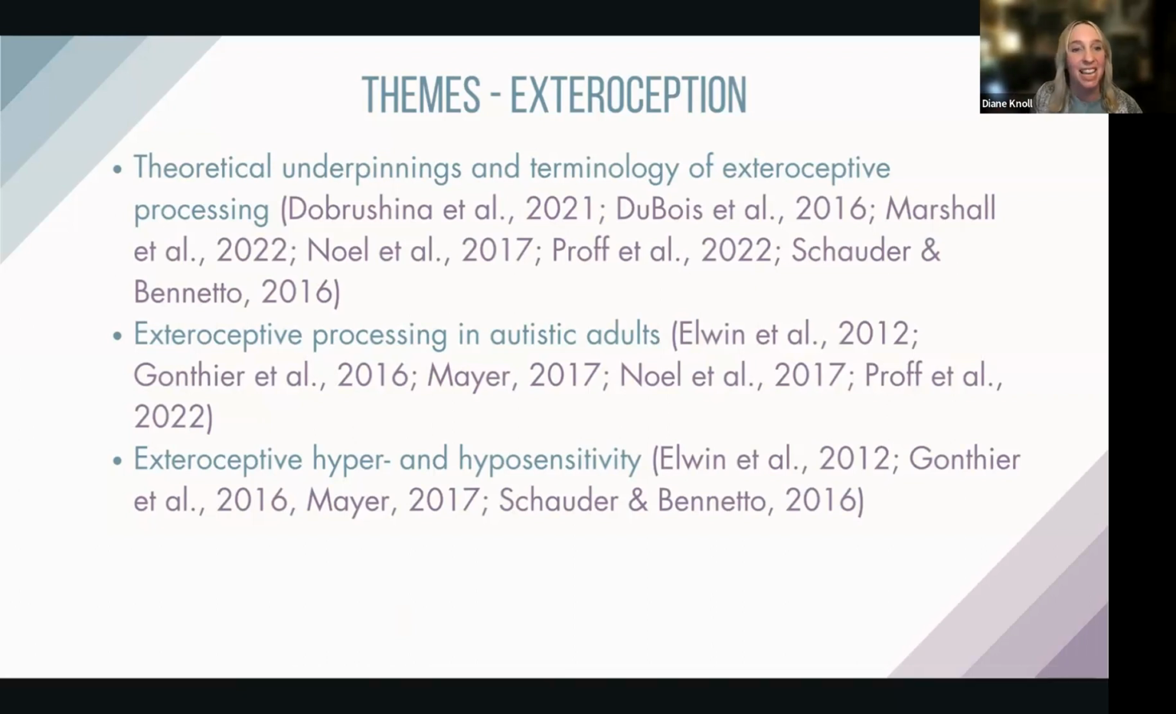Okay. And then another theme I found under exteroception was hyper and hyposensitivity. A lot of it, the hypersensitivity, is really considered a hallmark of autism diagnosis and was consistently reported by autistic adults. Some research suggested a shift in hypersensitivity with age. So initially, as children, people might present as a mixed profile of hypo and hypersensitivity, and later into adulthood, it evolved more into a predominant pattern of hypersensitivity.